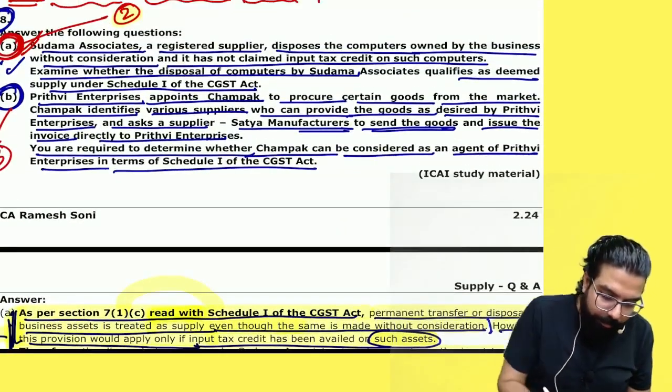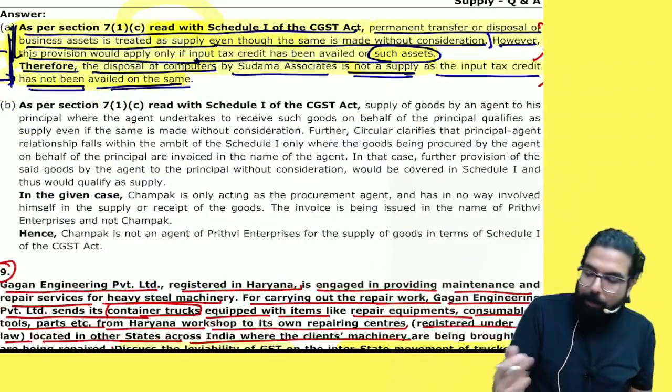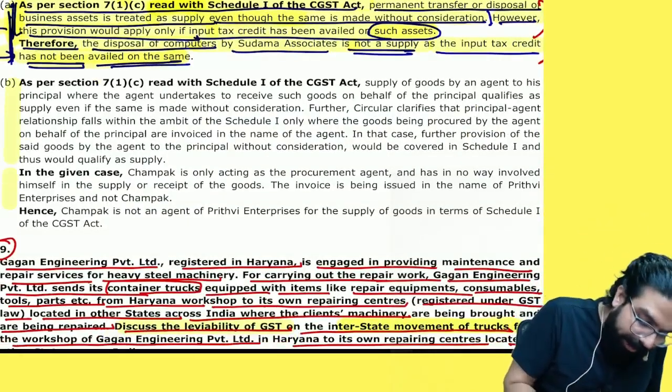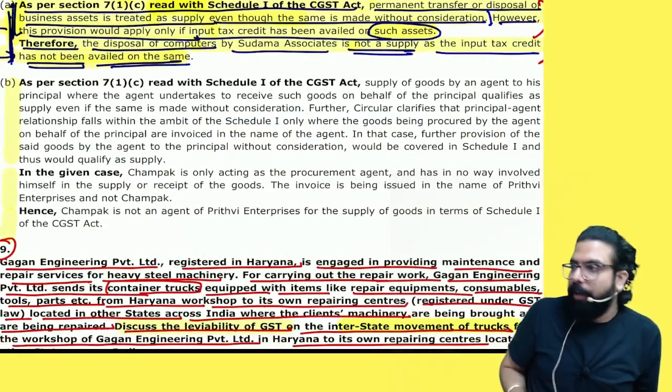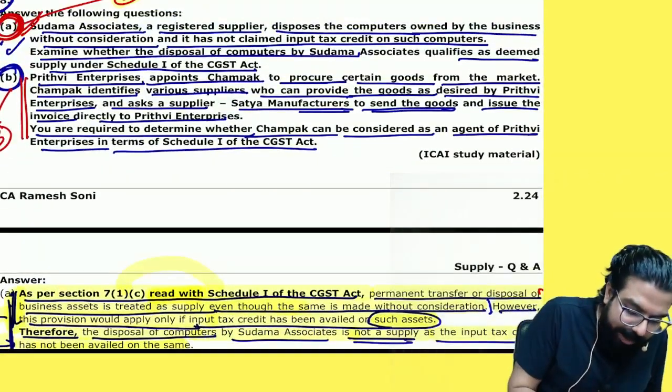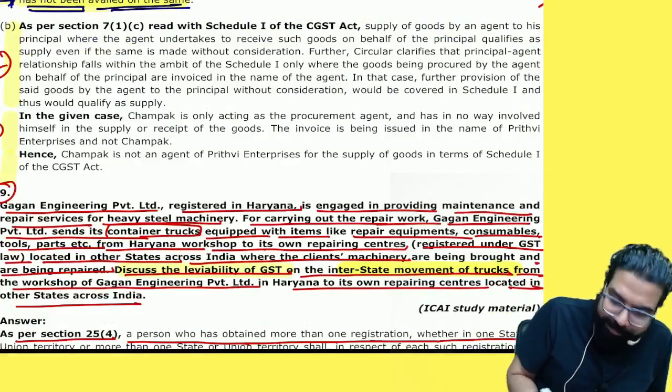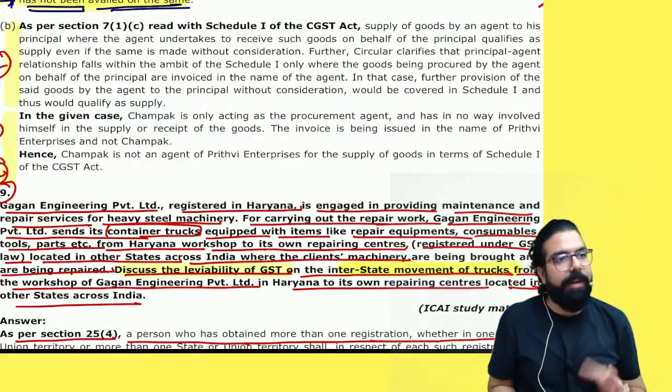Next, Prithvi question. I have already discussed. See the writing of the answer. Law, observation, and conclusion. Can you see? I told you 3 marks, right? Have they written the law here? Observation in the given case and the conclusion. See here, everyone. Let's read.